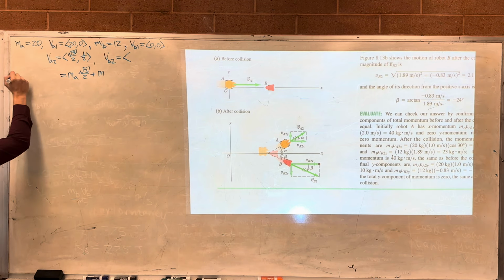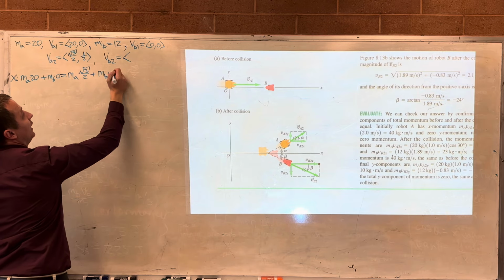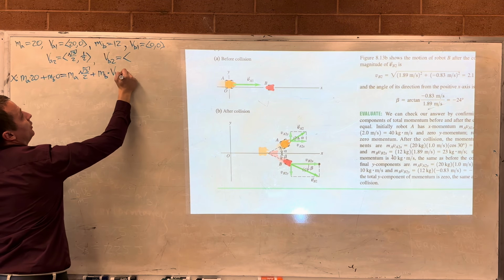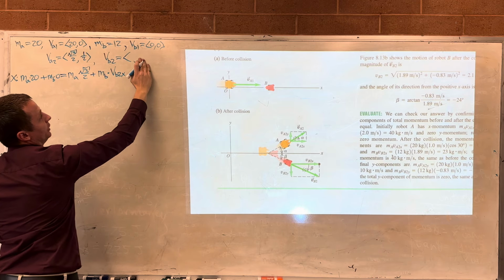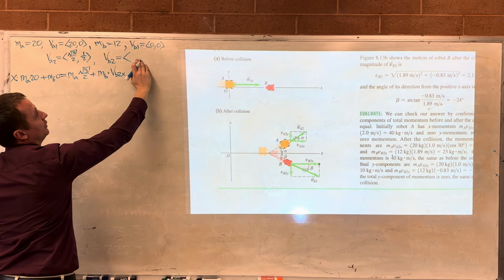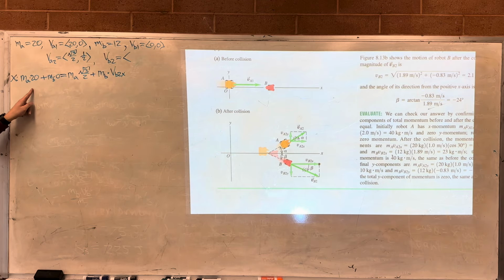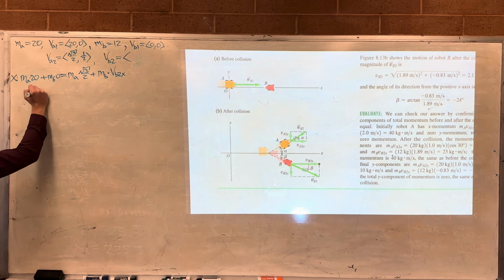In the x direction, we have MA times 20 plus MB times 0 is equal to MA times the square root of 3 over 2 plus MB times VB2x. Whatever this number ends up being, we don't know yet. That's what we're solving for. And so we can use this equation to get the velocity of B in the x direction. So what is VB2x? It's going to be equal to, this is just 0.